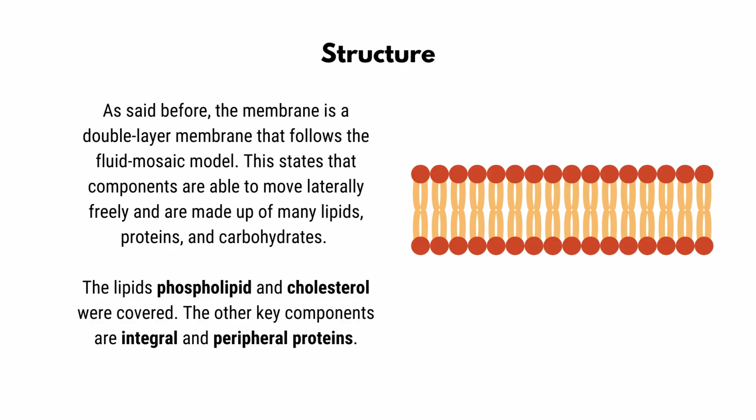But as said before, the membrane is a double layer membrane that is made up of phospholipids and follows the fluid mosaic model. Now, the fluid mosaic model states that the components of this cell membrane, and the cell membrane itself, are able to move laterally and freely, and are made up of many lipids, proteins, and carbohydrates. So far, I've covered the phospholipid and cholesterol, which are lipids. I will not be covering carbohydrates here except for glycoproteins somewhat, but the main thing to be focused on here is the integral and peripheral proteins that are part of the cell membrane.